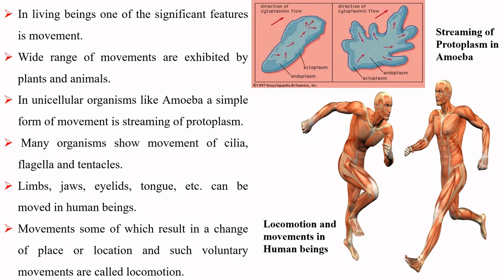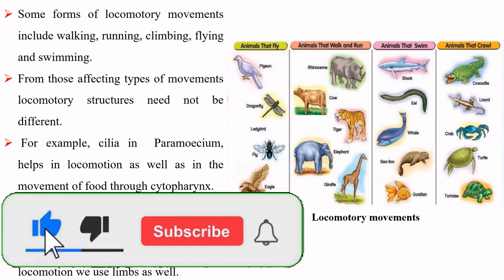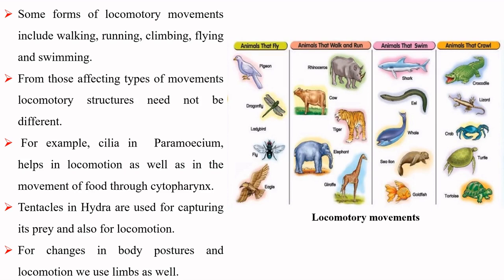Limbs, jaws, eyelids, tongue, etc. can be moved in human beings. Movements, some of which result in a change of place or location, and such voluntary movements are called locomotion. Some forms of locomotory movements include walking, running, climbing, flying, and swimming.